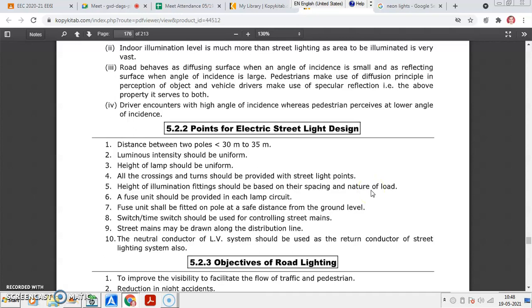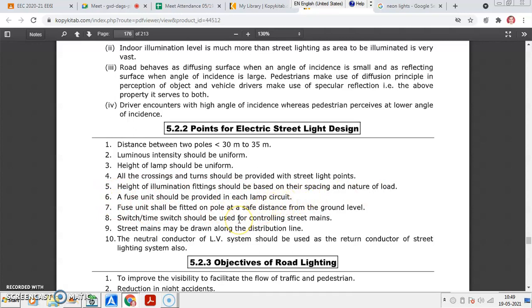The height of the illumination fitting should be based on this spacing. If spacing is large, height may be more, depending on the nature or type of the load. A fuse unit must be provided for protection purposes in the lamp circuit. Somebody asked me about the fire switch. It is associated with the protection circuit, fuse and switch all. A fuse unit should be provided in each lamp circuit.